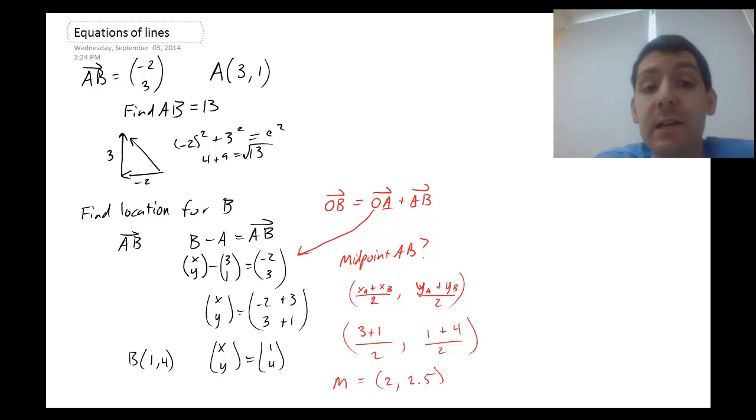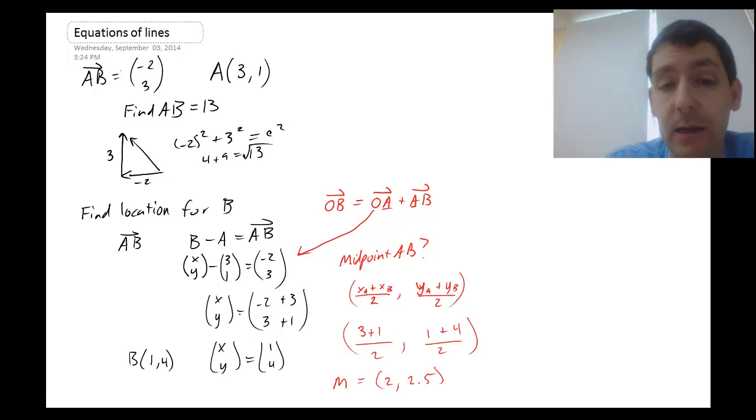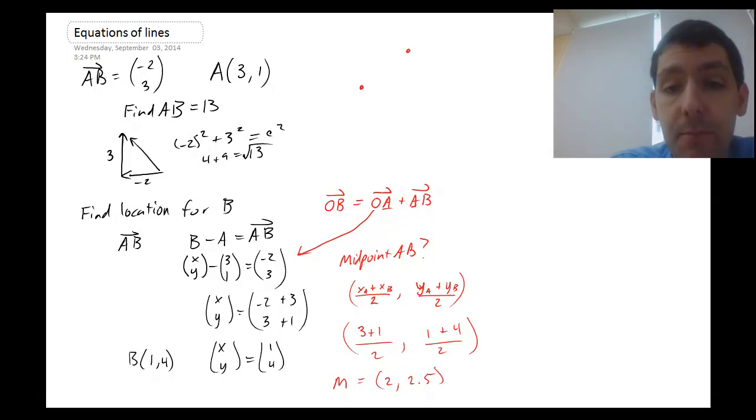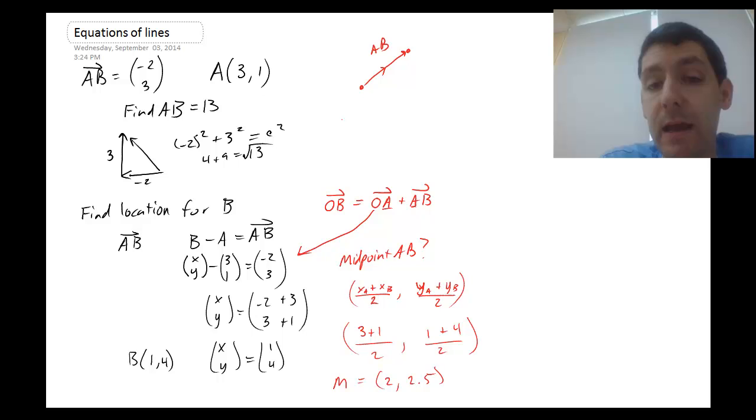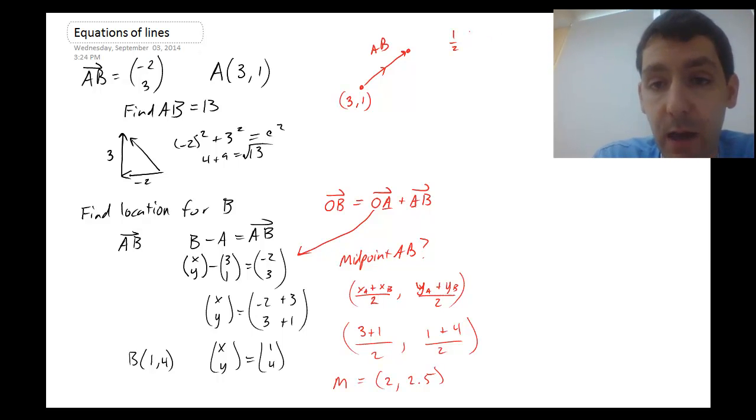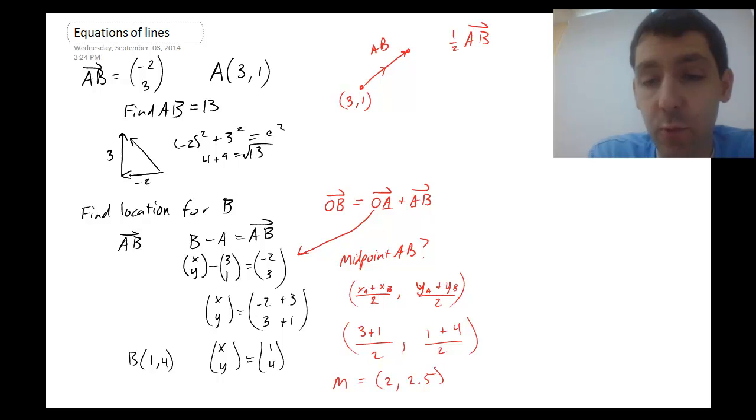Now, other ways that you could do that, well, you could use half of vector AB. Because if you've got point A and point B, and this is vector AB, how do you get to the midpoint? Well, it's just half of AB. So if we start at A, which is (3, 1), and then we do half of AB, so 1/2 of vector AB would be half of (-2, 3).